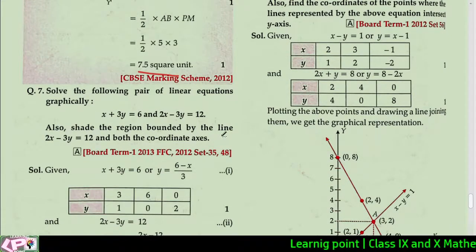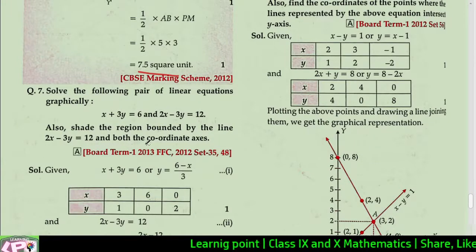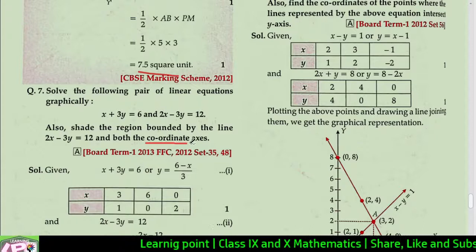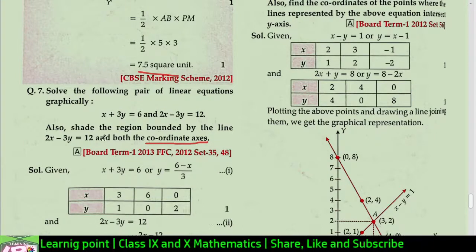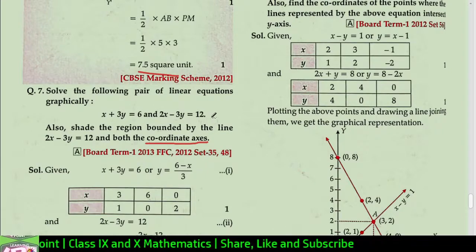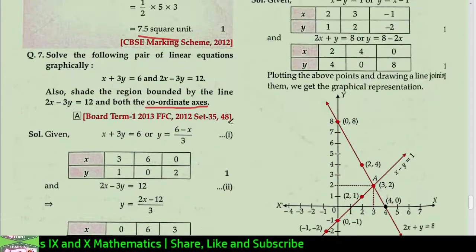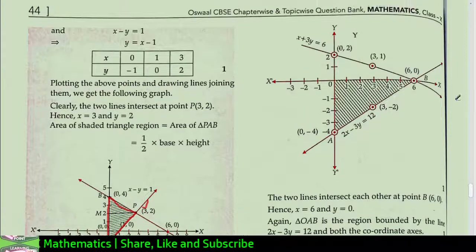Okay, next one, solve graphically the pair of linear equations. Also shade the region bounded by the line 2x minus 3y equal to 12 and both the coordinate axes. Okay, so now this seems to be important. Just you need to shade this one. Okay, 2x minus 3y equals 12. Okay, tables are written and you need to draw the graph for this one.